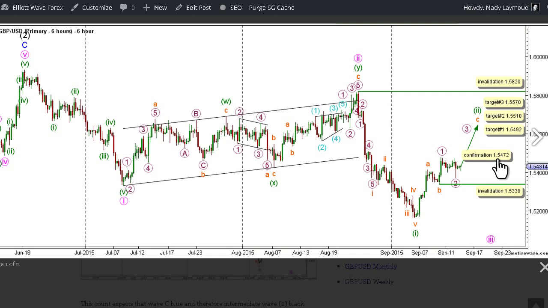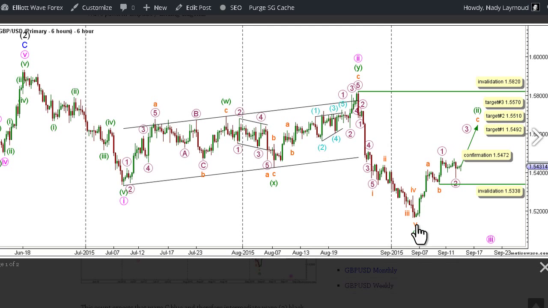This count would be confirmed by movement above 1.5472, and we have 3 targets for the completion of wave 2 green. The first target is at 1.5492, as at that level wave C orange will reach 0.618 the length of wave A orange. And the second target is at 1.5510, as at that level wave 3 purple will reach equality with wave 1 purple. The final target is at 1.5570, as at that level wave 2 green will reach 0.618 the length of wave 1 green.